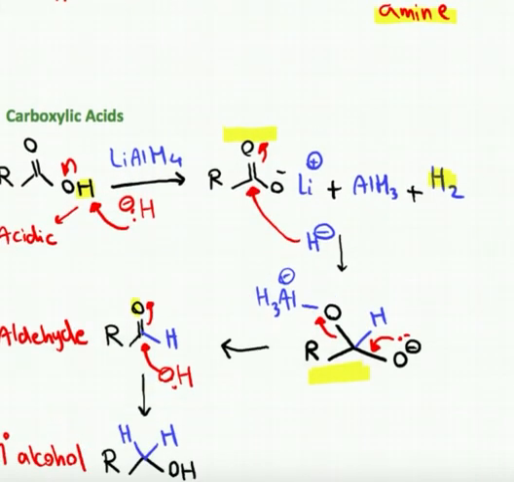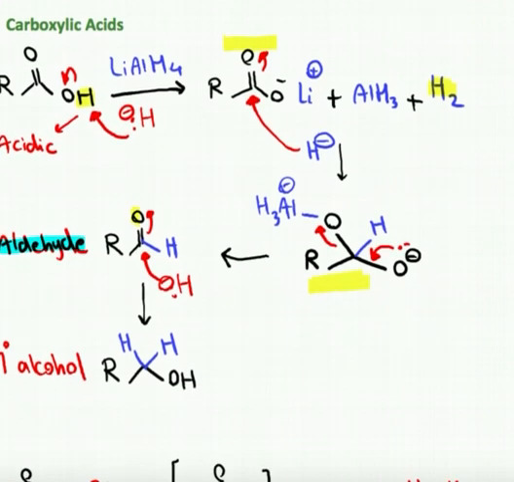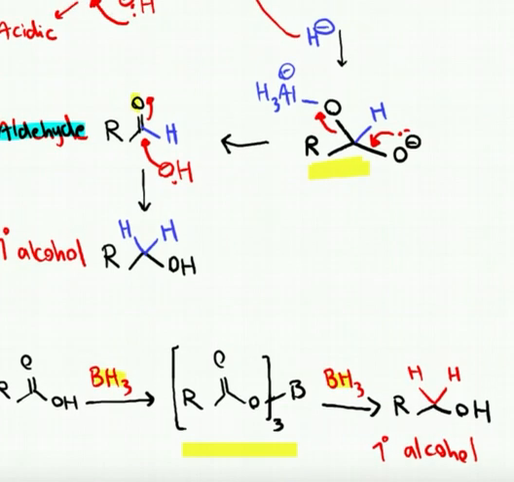And carboxylic acid, again, lithium aluminum hydride could be used. The intermediate is aldehyde. The reaction doesn't stop there and does one more step of reduction to give primary alcohols. But the better reducing reagent for carboxylic acids is actually borane.